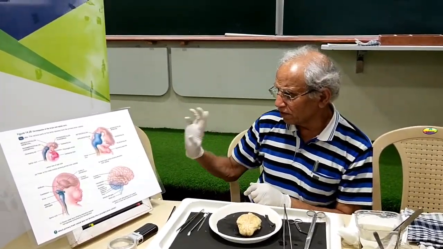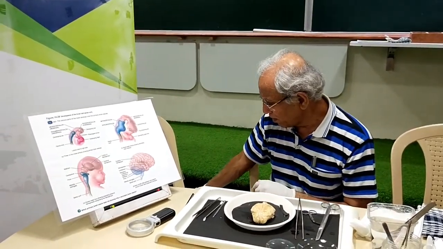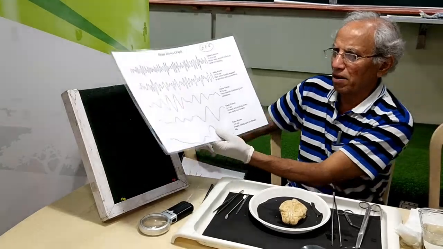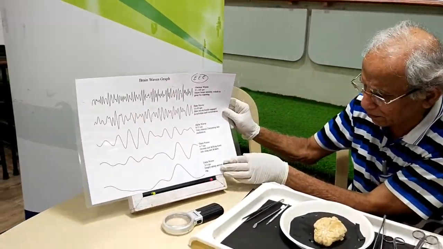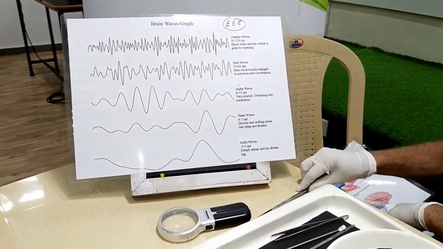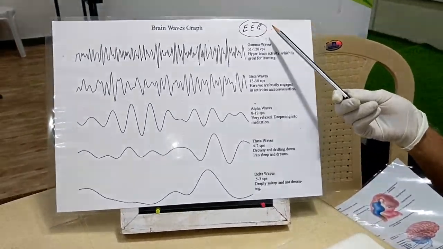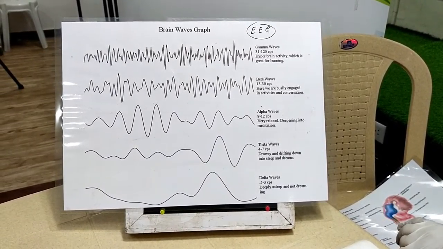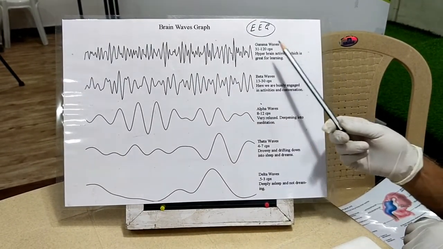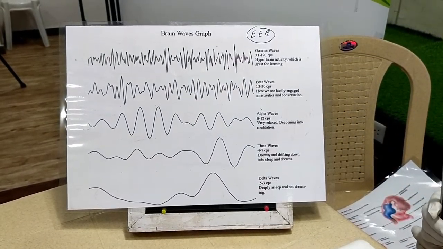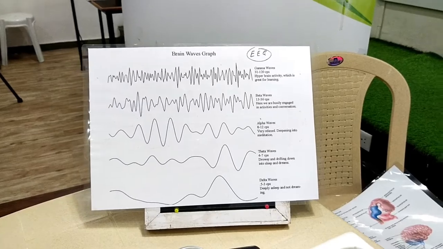So this is something, and now I'll go for a very different aspect. Here I have now the brain waves, and you can understand this is what is called EEG. You know, ECG is different. ECG is electrocardiogram. This is EEG, electroencephalogram. Encephalus, you know, the head.